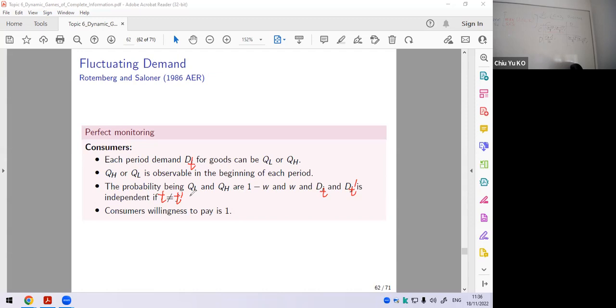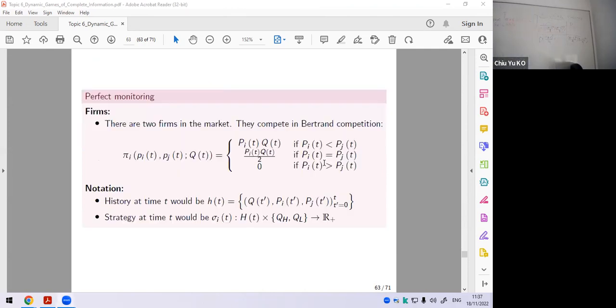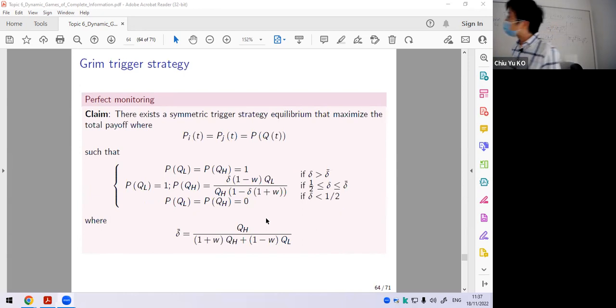People are willing to pay $1 for the good, at most. So that means at most you can set $1. There's a boundary you can set. And they engage in Bertrand competition, right? So your strategy depends on what has been done and what the economy is at this moment. So this game, I'm not going to go through the detail, but you can actually check.